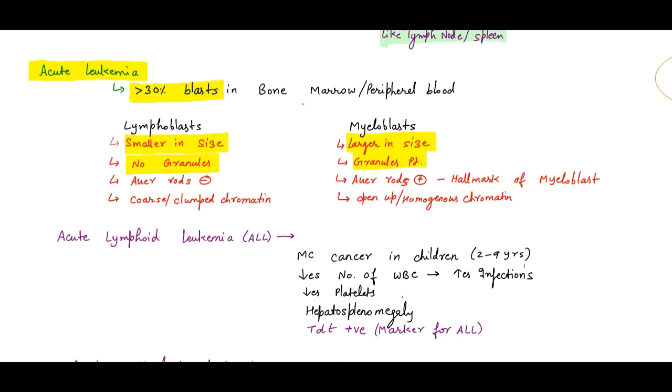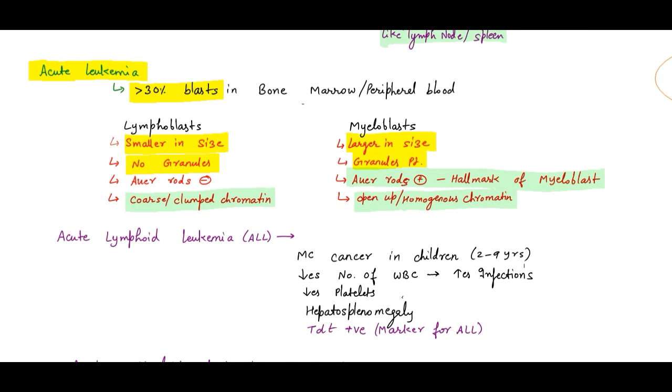Now the most important feature about the myeloblast is that they have Auer rods present. Auer rods present in myeloblast are the hallmark of the myeloblast. And remember one other differentiating feature: lymphoblasts have the clumped chromatin, and myeloblasts have open chromatin, or homogeneous chromatin.